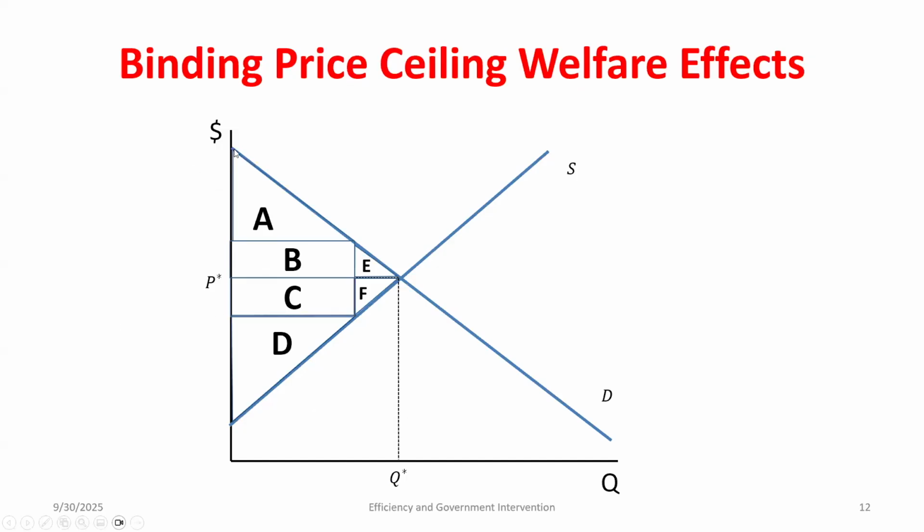Okay, I have a different way of thinking about this. If I have a binding or effective price ceiling, before, consumer surplus would be the area above price, below the demand curve, so A, B, and E. Producer surplus would be the area below the price but above my supply curve, C, D, and F.